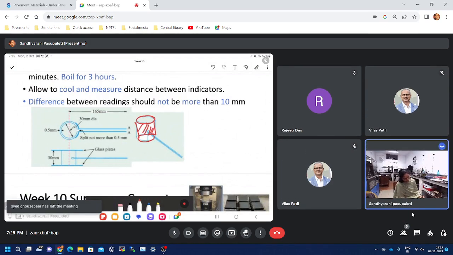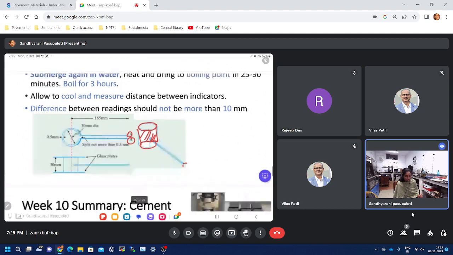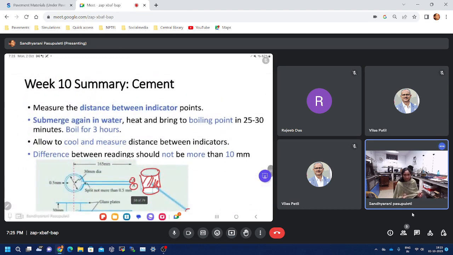You can see these are the two ends of this apparatus. Initially there will be some gap. Now what I would be doing is placing this specimen in water for 24 hours. It will try to absorb the water, whatever is possible. After 24 hours, I will again boil it for 3 hours at the boiling point.